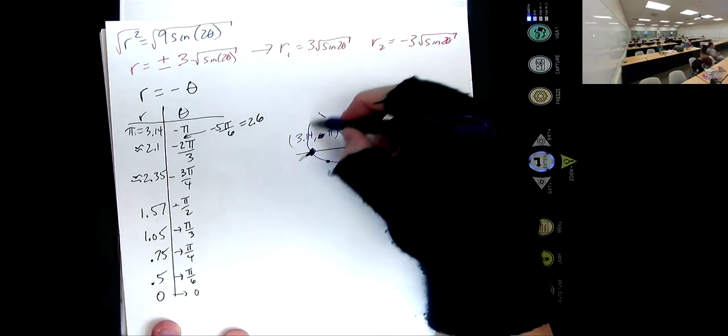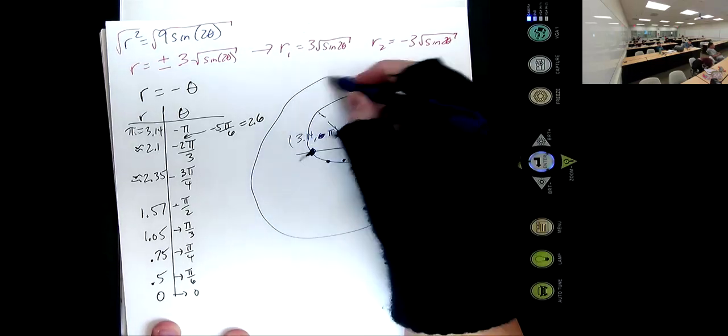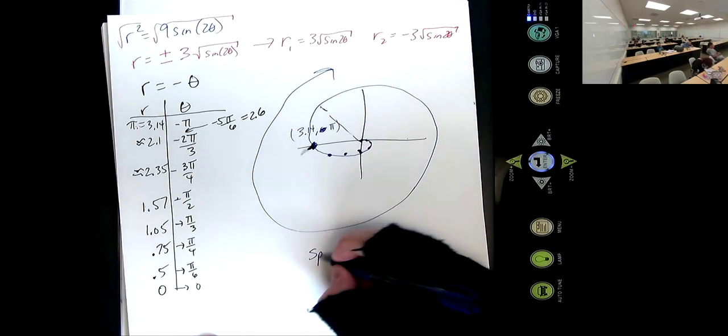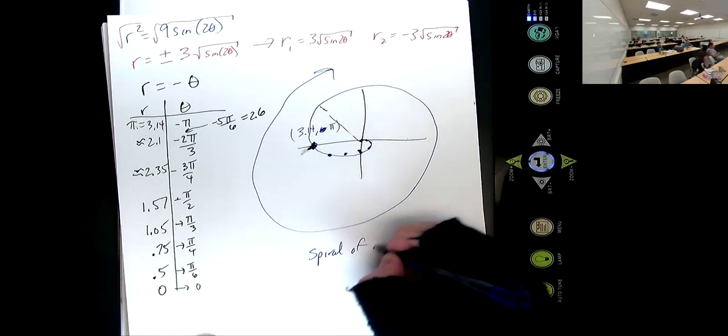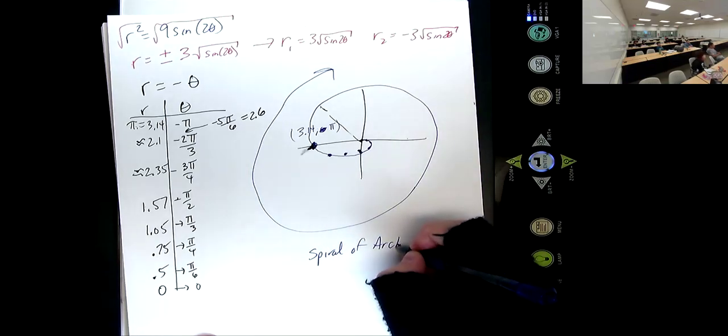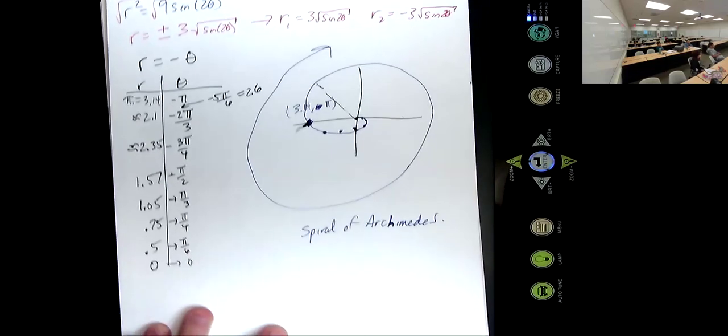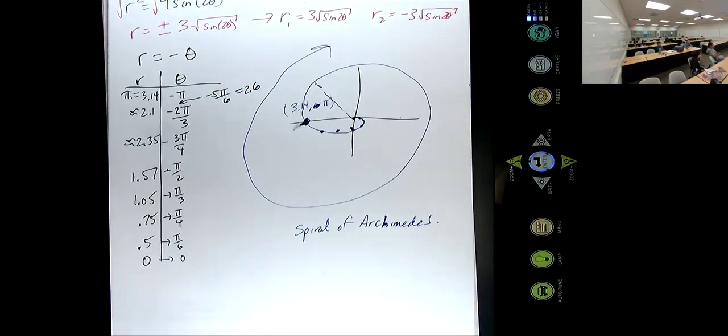It makes a spiral that keeps going outward. It's called the spiral of Archimedes if you draw it out. It looks like a seashell, a snail shell, an ever-growing spiral. Pain in the ass to draw.